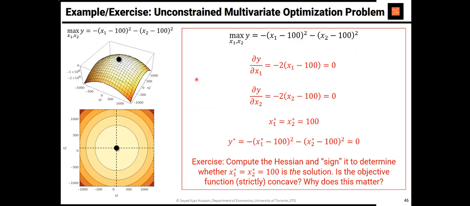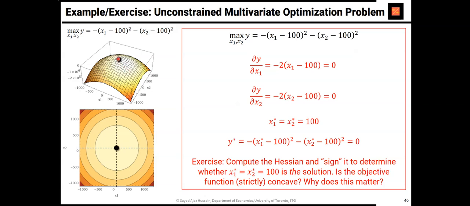Here's an example. Here's a two variable example. Differentiate with respect to x1, x2. I should have done this in gradient vector form. Sorry, not Jacobian, sorry, gradient vector form. My bad. Here are the x's. Here's the y. You can easily compute the Hessian matrix, and I want you to sign it to determine whether this is indeed the solution.